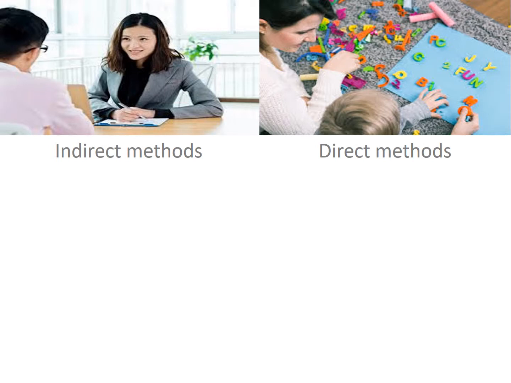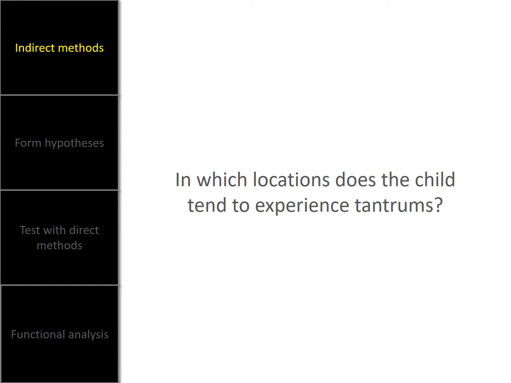And in contrast, indirect methods don't involve observing the child directly, but other alternatives such as interviewing parents and teachers or administering standardised questionnaires. Now, the first phase of functional assessment is typically to begin with indirect methods, such as interviews. So to illustrate, consider the young boy who was experiencing the tantrum before. I'll present a series of questions you could ask the parents, teachers, or other relevant figures.